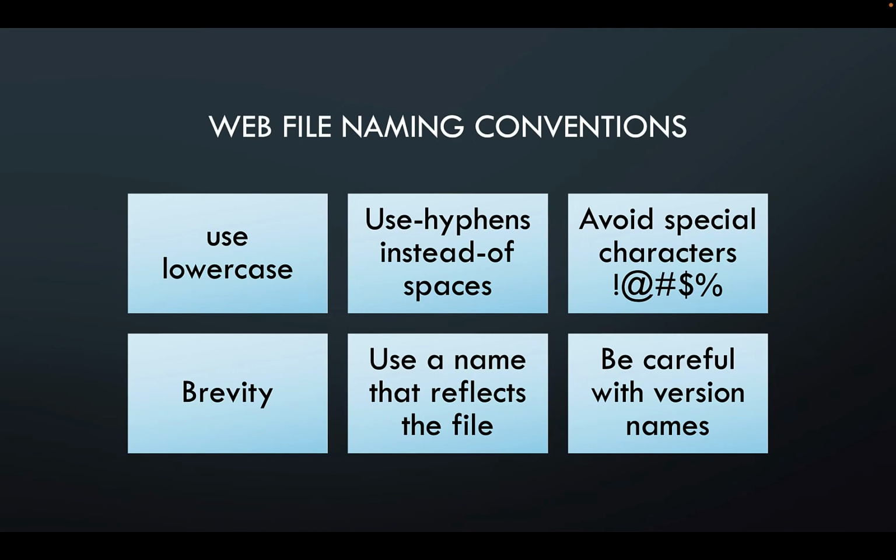So if you need to name something to make it more clear, use a hyphen. Avoid special characters. You want it to be short and brief. And you want to use a name that reflects the file, that's going to make sense. And then you want to be careful with version names.